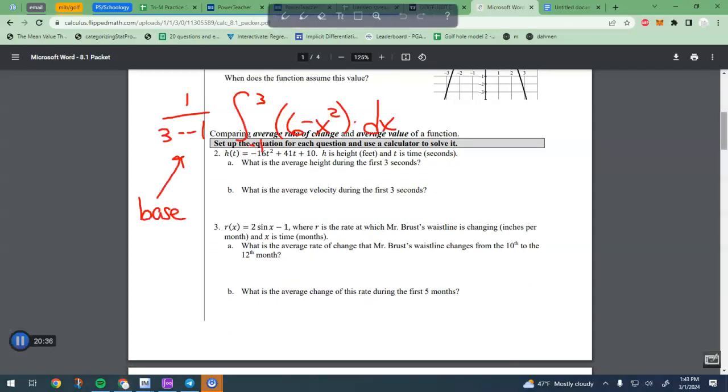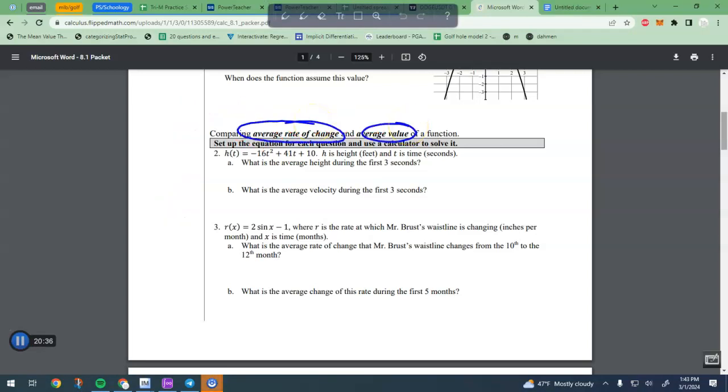Now we really have to ask, what's the difference between the average rate of change and the average value? The average rate of change applies to the level below. The average value applies to the current level. So what is the average height during the first 3 seconds? Well, this equation is in height. They're asking the average height. They're asking about the level I am on. So that's the average value formula that we just used.